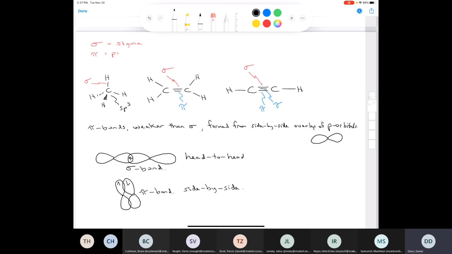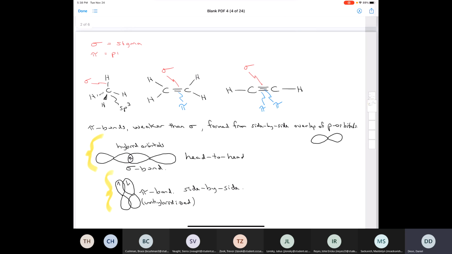So side-by-side overlap of unhybridized p orbitals forms a pi bond. And we'll put here, sigma bonds form from hybrid orbitals. So those are some big differences, and this is kind of Mr. Dion's way of explaining it to you, but I find it's a lot easier to follow things this way.